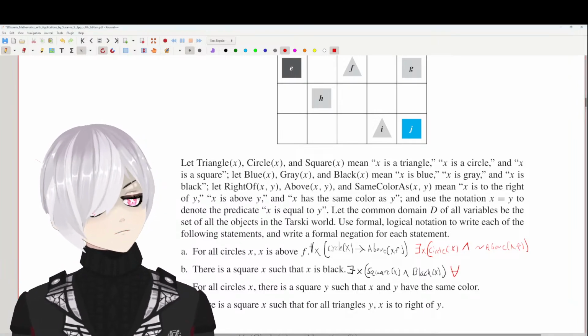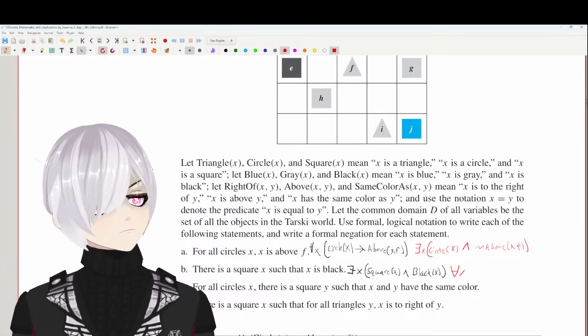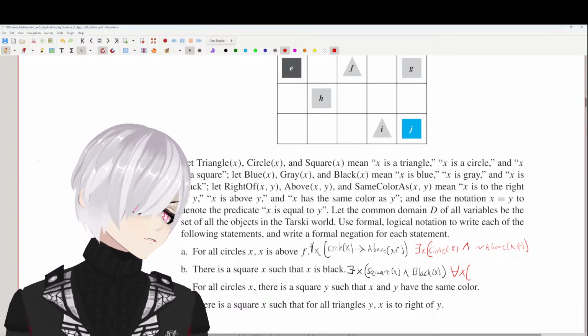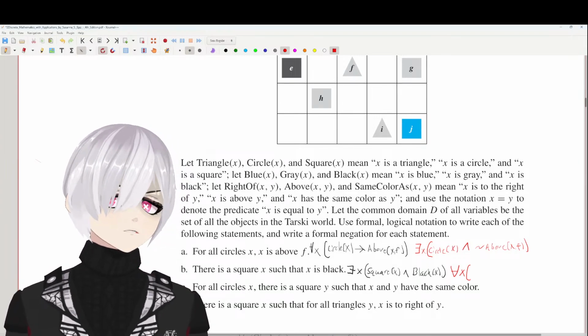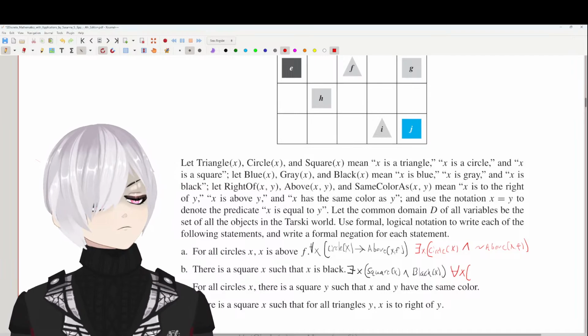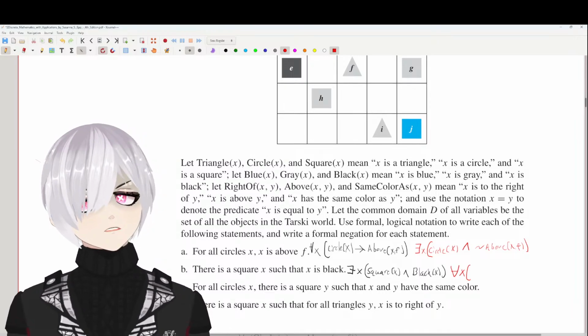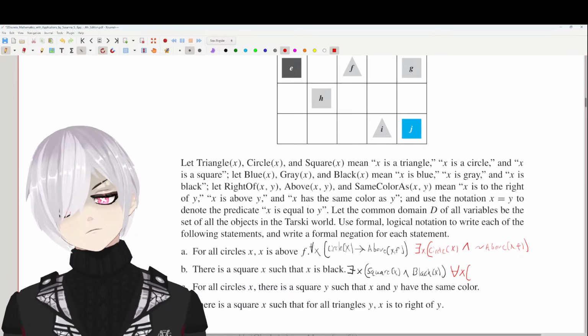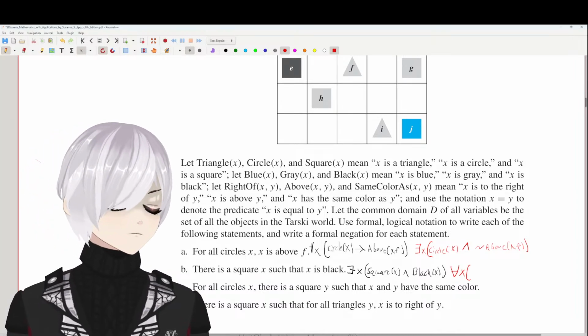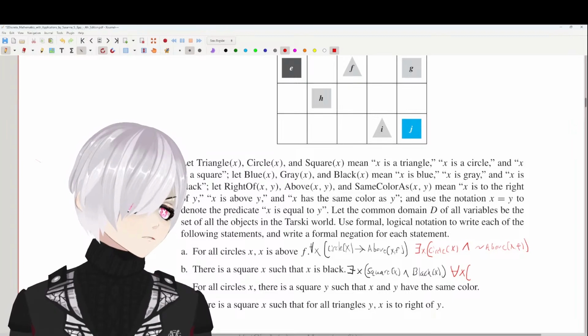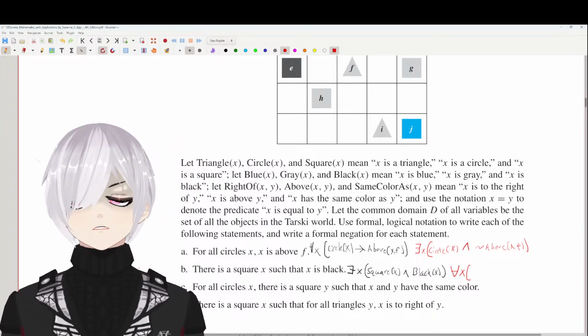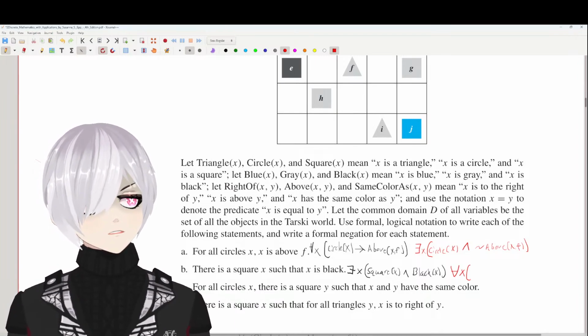The negation is for all X, it's not the case that X is a square and X is black. And then you can use De Morgan's law to make it: X is not a square or X is not black.